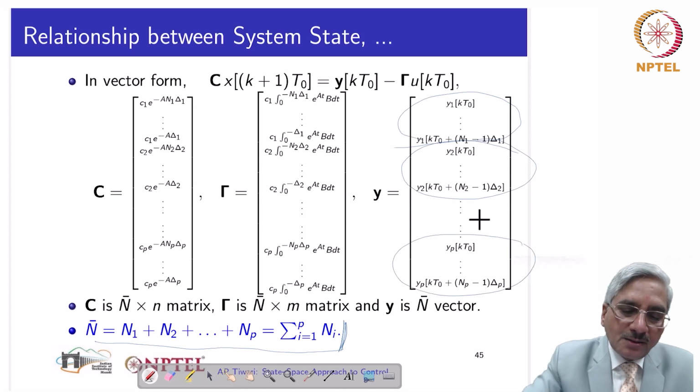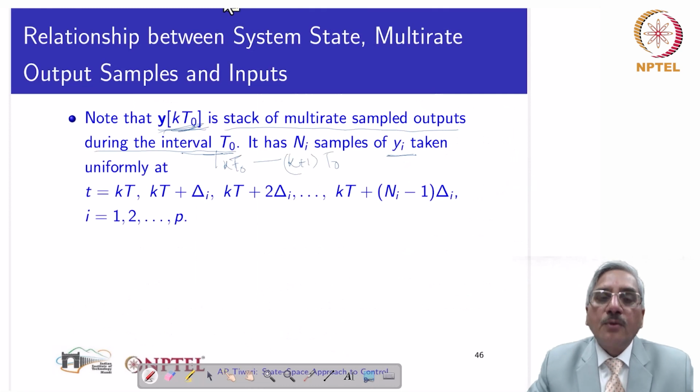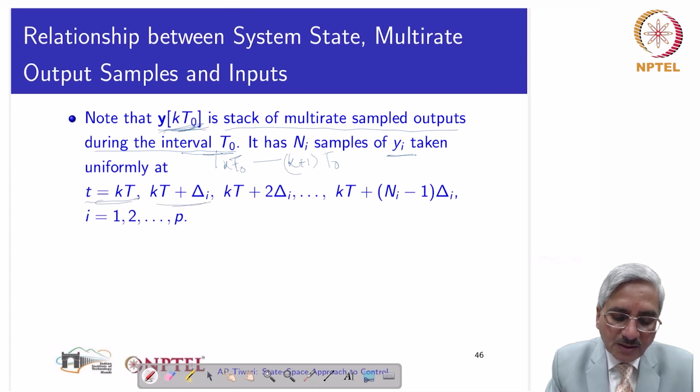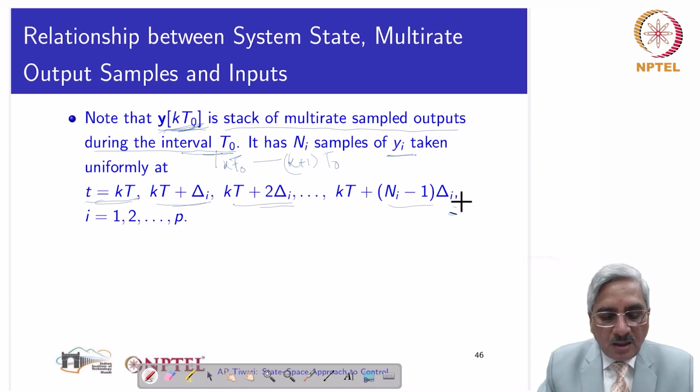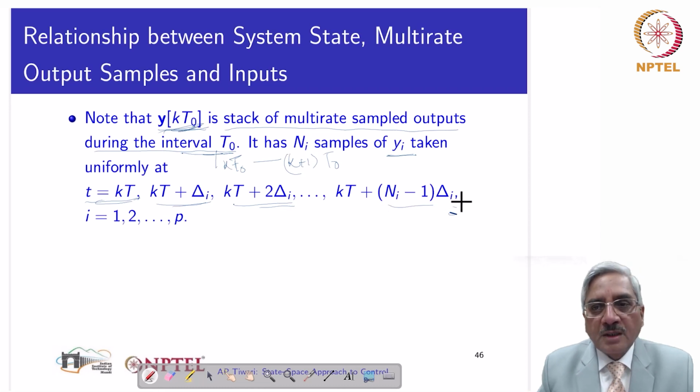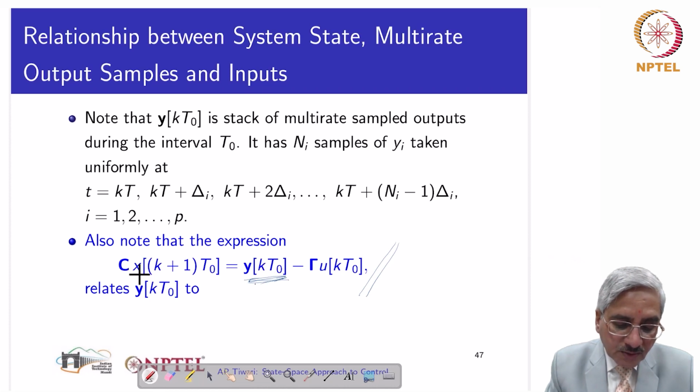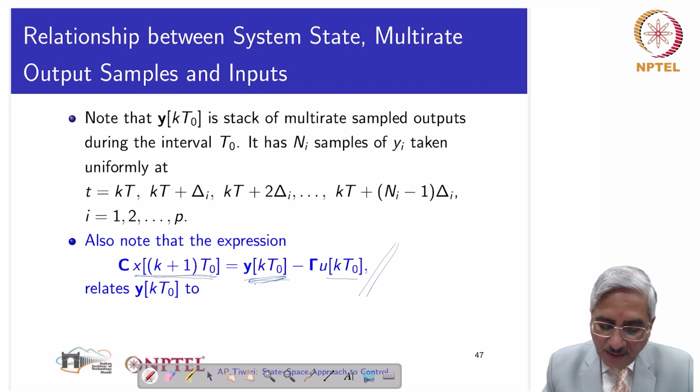So this is a stack of samples of y1, y2, etc., yp taken at t equal to kt, kt plus delta 1, delta 2, etc., kt plus 2 delta 1, 2 delta 2, etc., and so on. So this is what the stack of output is. And this is what I was telling, that this ykt0 stack, these samples, are expressed in terms of the state at k plus 1 t0 and the input at kt0.